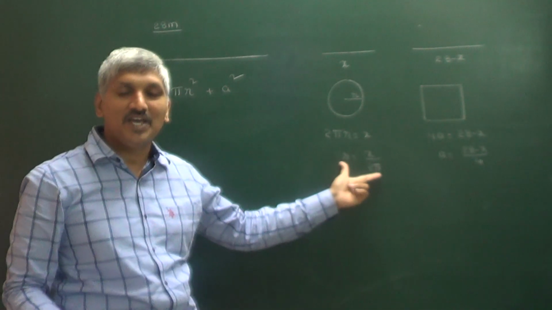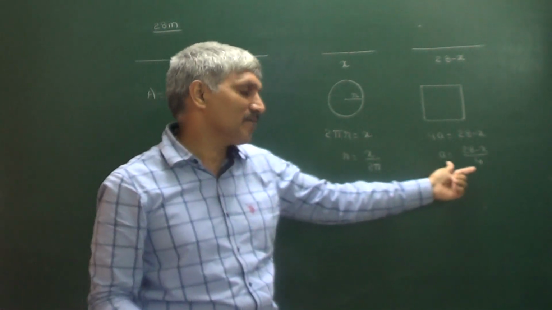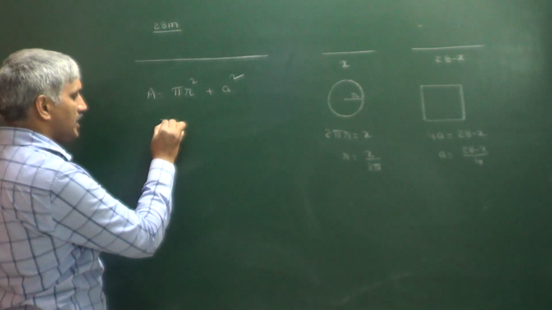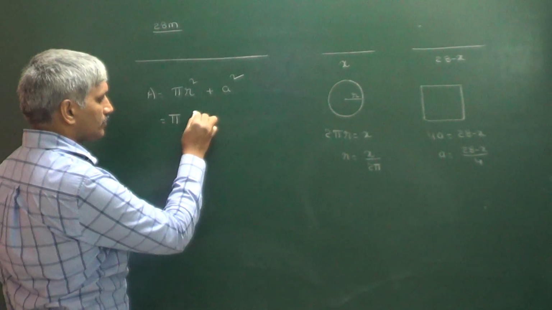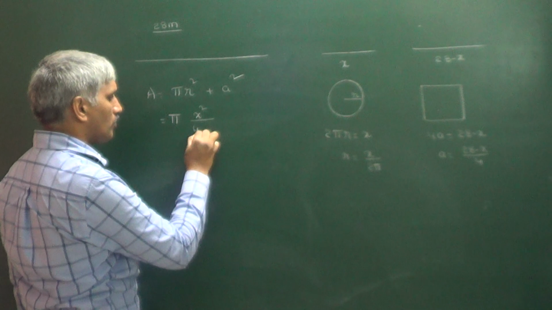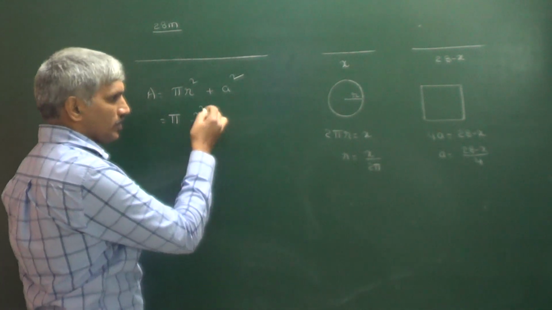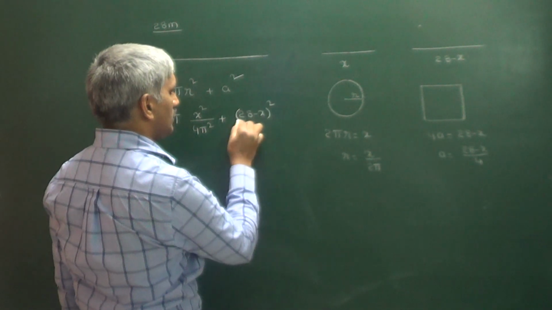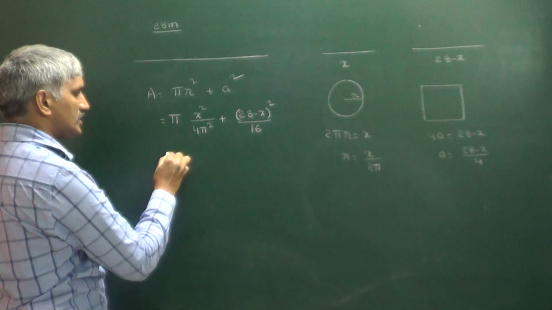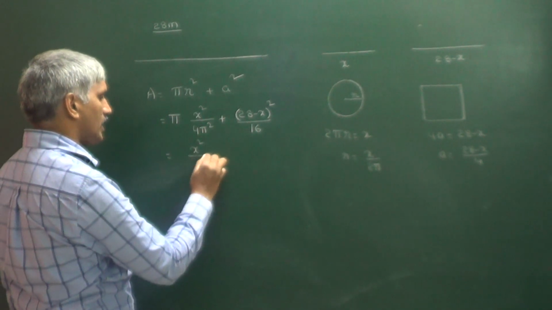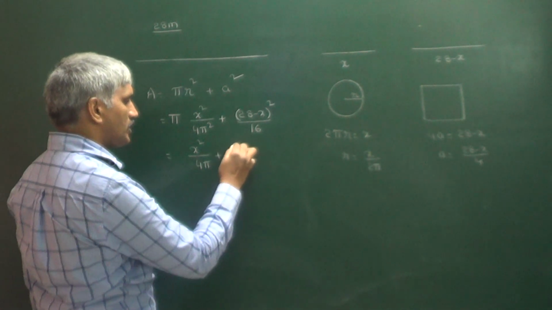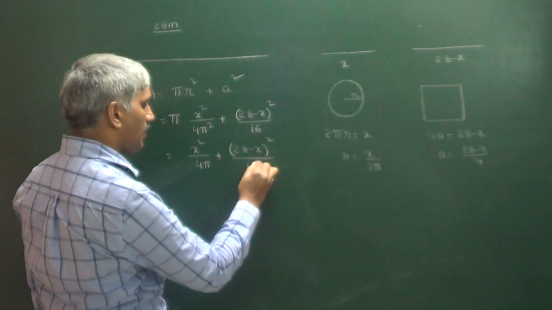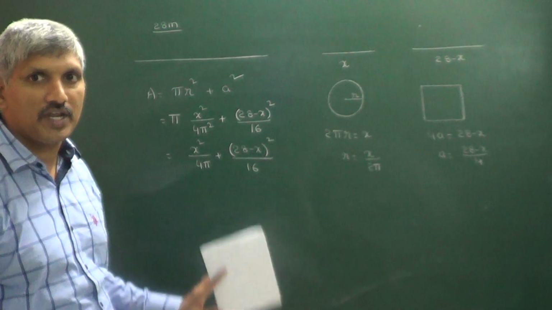Yes, we have the information. In place of r we can write x by 2 pi. In place of a we can write (28 minus x) divided by 4. Then the combined area is equal to pi into x square divided by 4 pi square, plus a square, which is (28 minus x) whole square divided by 16. Now after cancellation you will get x square divided by 4 pi plus (28 minus x) whole square divided by 16. That is the combined area function with a single variable x.